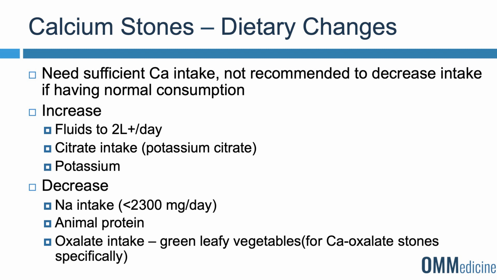Now, there are also several substances you want to decrease or limit your intake of, and one of the most important and most commonly tested substances is going to be sodium. So you want to limit your sodium intake to less than 2,300 milligrams a day. You will also want to decrease the amount of animal protein you eat. And then to decrease your risk for calcium oxalate stones specifically, you'll want to decrease your intake of oxalate, which is commonly found in green leafy vegetables like spinach. And I just want to reiterate two major points from this slide because they're very commonly tested and very high yield.